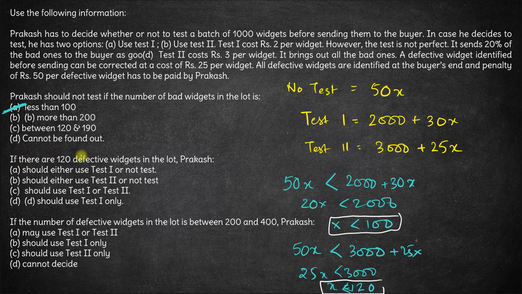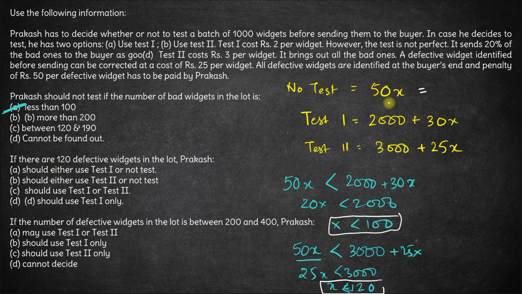Now next is, if there are 120 defective widgets in the lot, Prakash should either use test 1 or not test, test 2 or not test, use test 1 or test 2, or should use test 1 only. So let's see. Here we had compared no test cost with test 2 cost, and it comes out to be 120. So when the number of widgets is 120, no test cost will be equal to test 2 cost. So in that case, he may want to use any of these two, which is fine. But what about test 1 cost? So let's calculate costs here when x is 120.